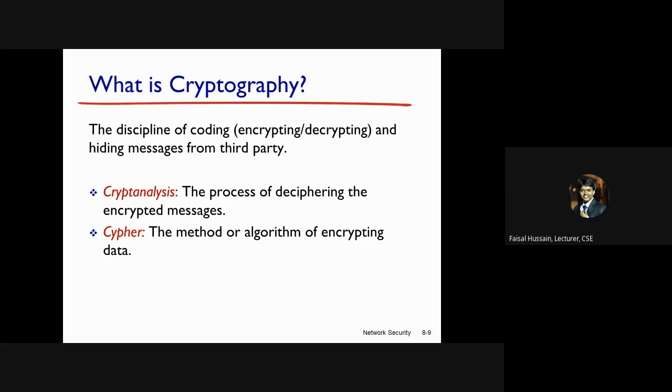Okay, so cryptanalysis means that you have an encrypted message and you are trying to find a way to decipher it. So that is cryptanalysis, and cipher is the method of encrypting the data. In many cases one algorithm is called a cipher. Okay, Caesar cipher and so on.